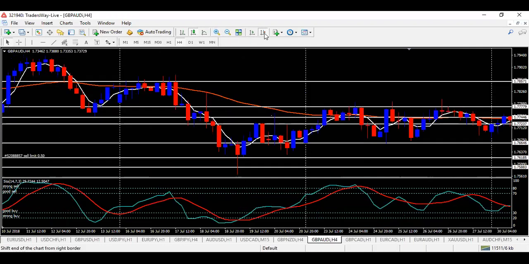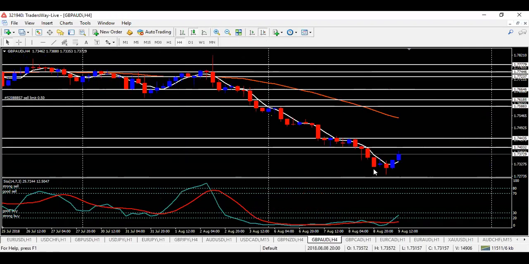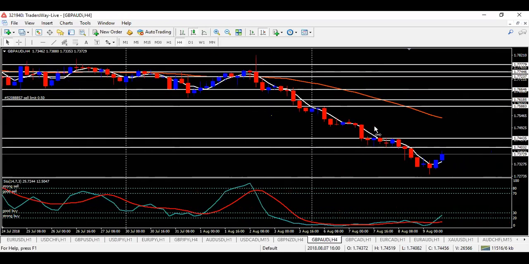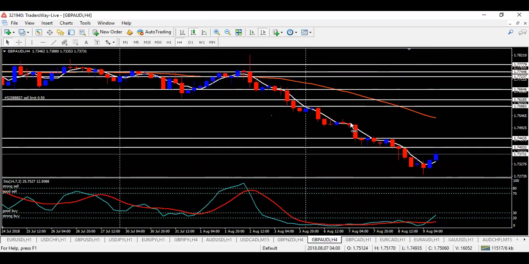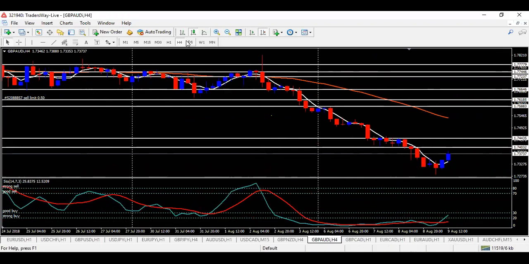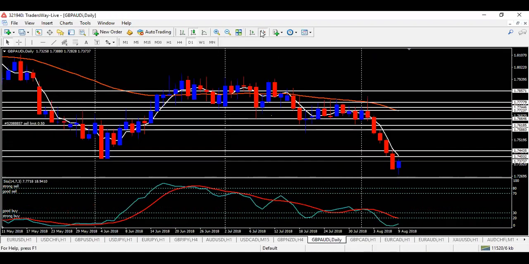Zoom in right here. I like this advanced teacup. 1, 2, 3. Right here. And I also like this zone right here. 1.74435. The 4 on the 50 is far enough. Looks like it's about to go up though. Let me see this on the daily.